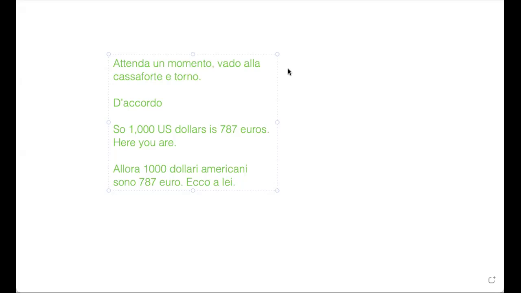So there's a complete theater, and you can participate with me in this theater. Then the customer will say, thank you so much. Do you also have Japanese yen? In Japanese, we have the yen.